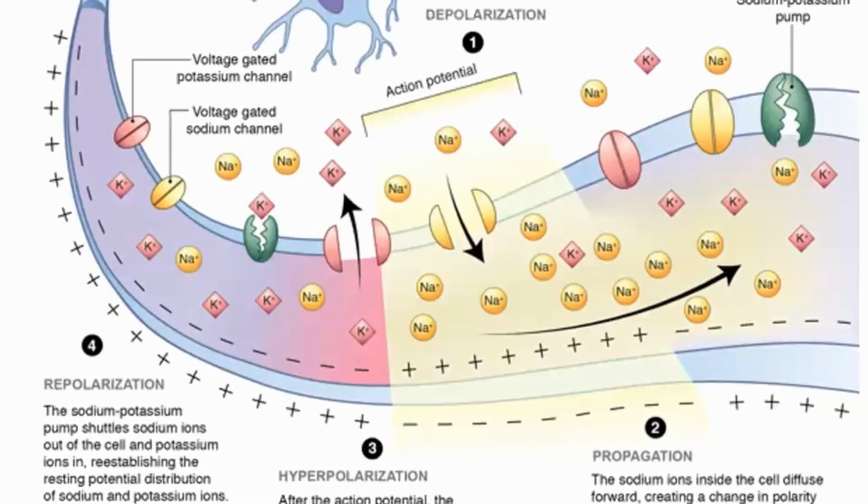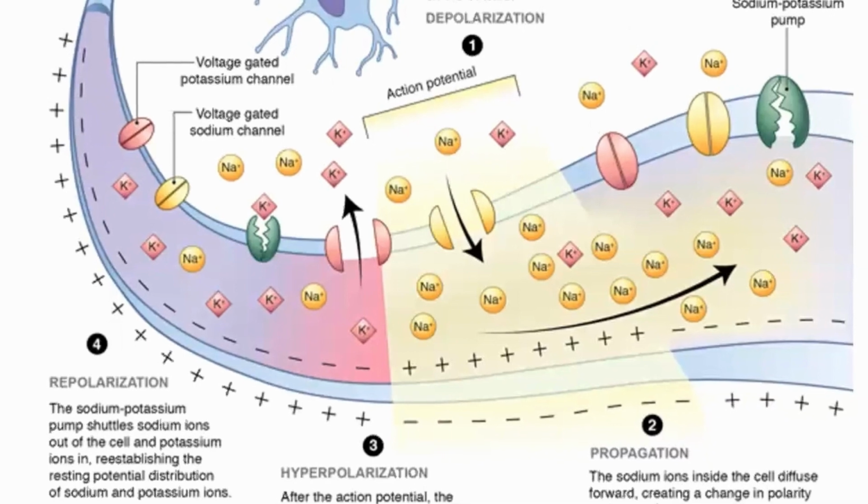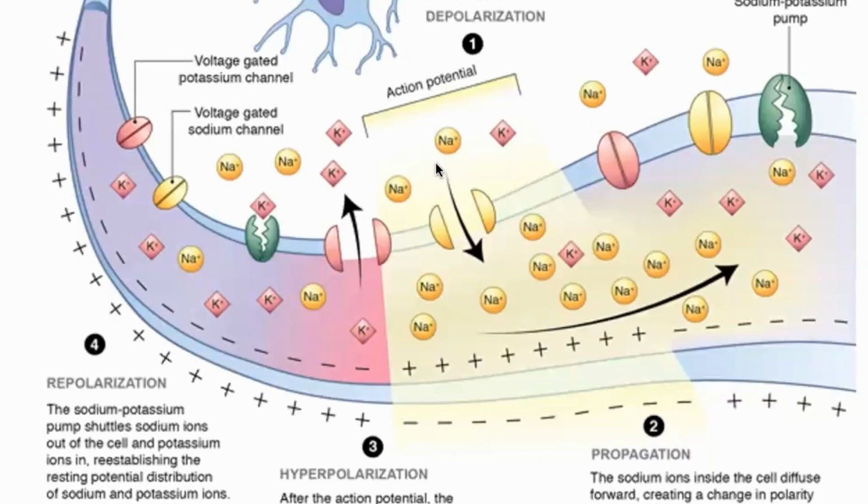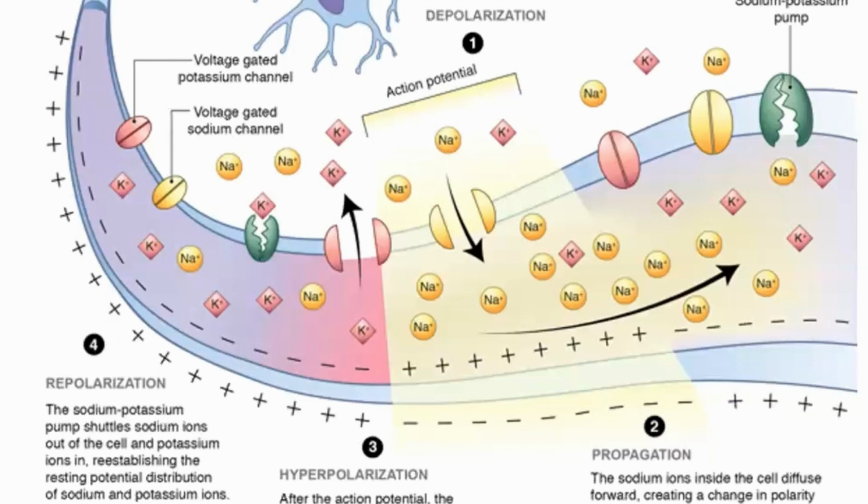So initially you're going to have the sodium, but it is when the voltage gated channels are open that you will have an action potential. You can have sodium channels opening and sodium ions coming into the cell, but it's only when it gets to the threshold that the voltage gated sodium channels will open. Otherwise, if the voltage gated sodium channels are not open, the action potential cannot be generated.